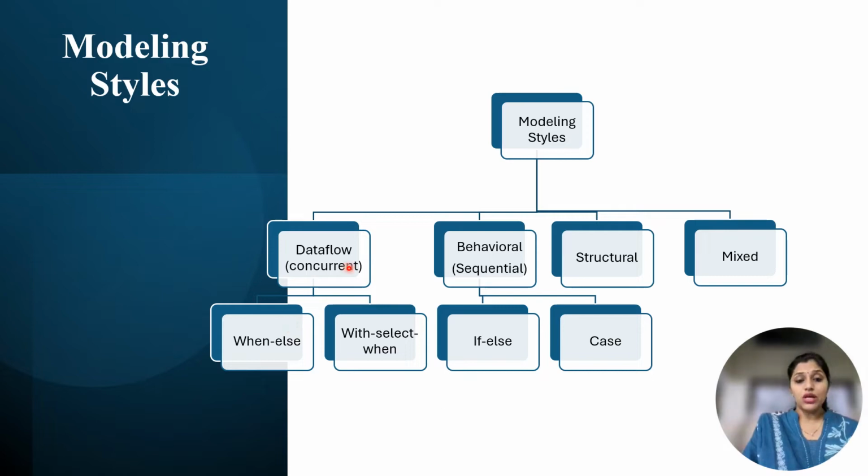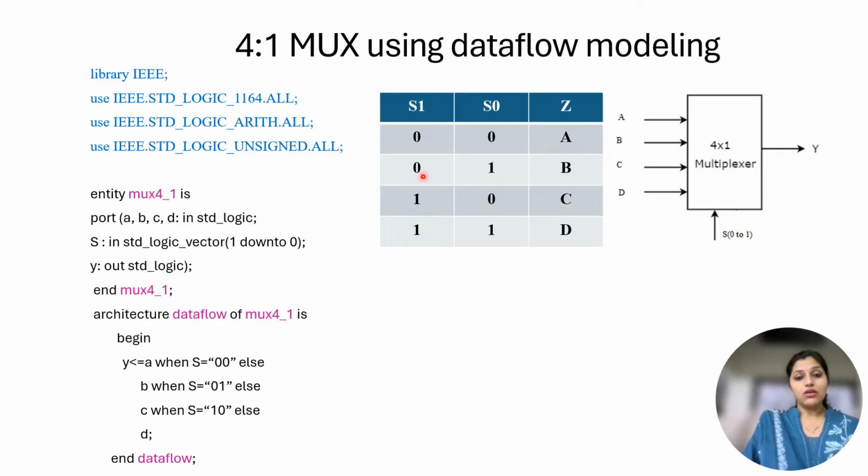To write code using data flow modeling, we can use either a when-else statement or a with-select statement, whereas in behavioral modeling, we can use either an if-else statement or a case statement. And in structural modeling, we use component declaration. So the very first modeling style is the data flow modeling style. For the sake of understanding, I have used the 4:1 multiplexer example, and I have shown the implementation of the 4:1 multiplexer using all three modeling styles: data flow, behavioral, and structural.